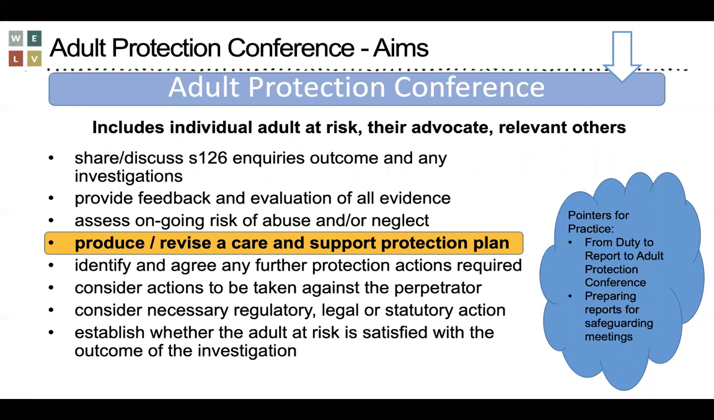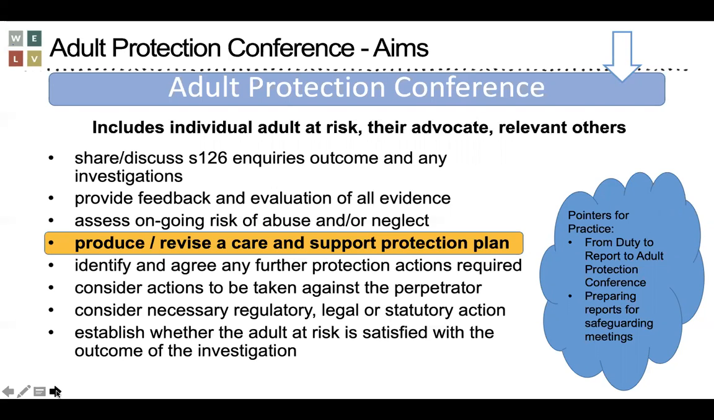It could be that a care and support protection plan was put in place during the strategy stage because there was a need to immediately protect the individual. If that was the case, this conference will then be revising the care and support protection plan. The conference will also be used for ongoing reviews of any care and support protection plan that is put in place. The conference then, the aim of it will be to identify and agree any further protection actions that are required.